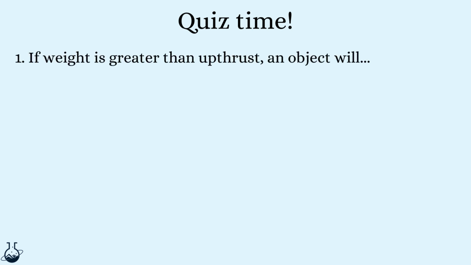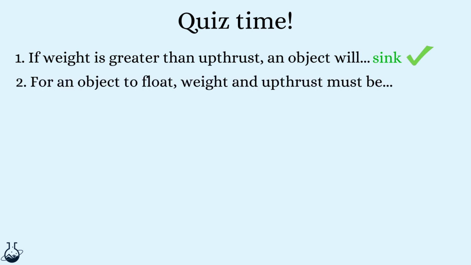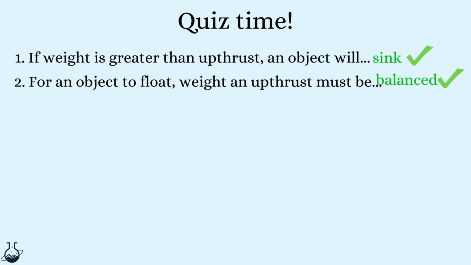Good job, everyone. Let's have our end of video quiz to test our knowledge. Question 1. If weight is greater than upthrust, an object will sink. Nice start. Question 2. For an object to float, weight and upthrust must be balanced. Excellent.